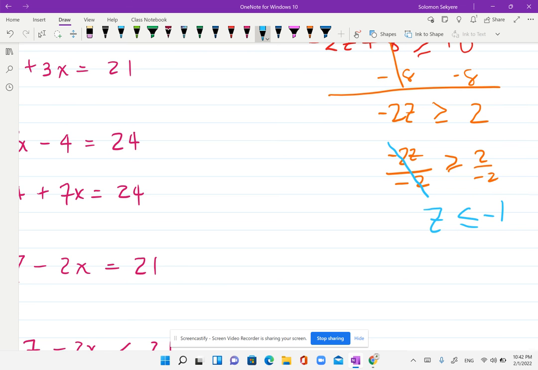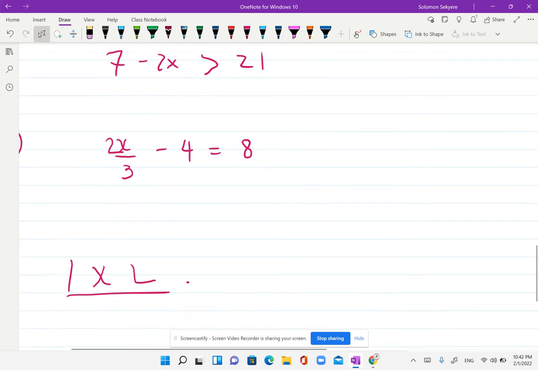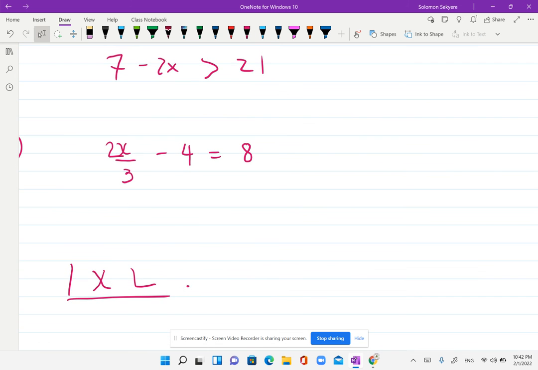That's your answer. Okay, let's do one more example here. We have 2x over 3 minus 4 equals 8. How do you do this one here? Again, follow the rules. You want to collect your integers on one side. Here we have -4, so we need to move it to this side.